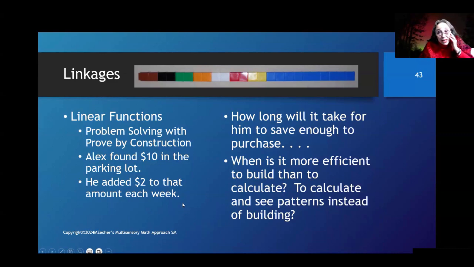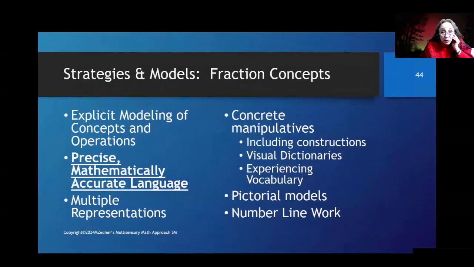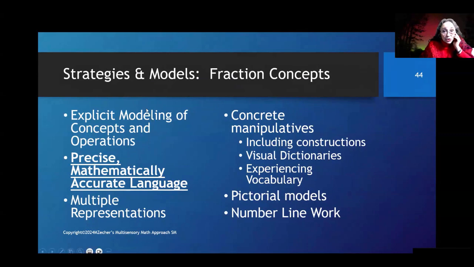And that's my first lesson in my algebra classes. We write the equation of lines from word problems before we ever graph anything, before we're ever even introduced to slope-intercept form. So strategies and models for fractions.